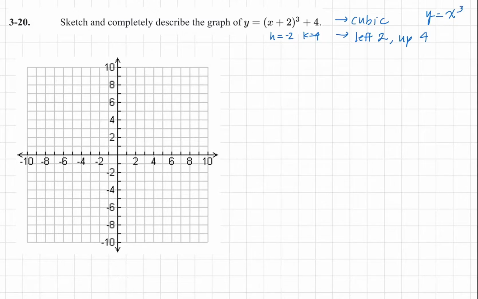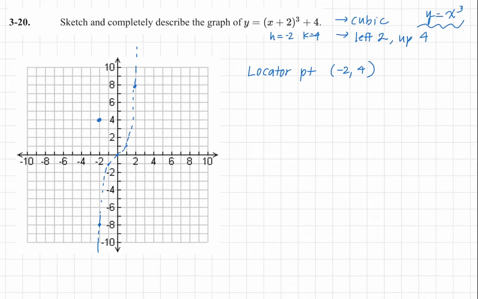So I would start by identifying the locator point, and that's going to be h comma k, which in this case is -2 comma 4. So -2 comma 4. Okay, and generally we have our y equals x cubed function, which goes through the origin, and it has 1 comma 1, 2 comma 8, and the other way as well in the negatives. So the general parent cubic function looks like this.